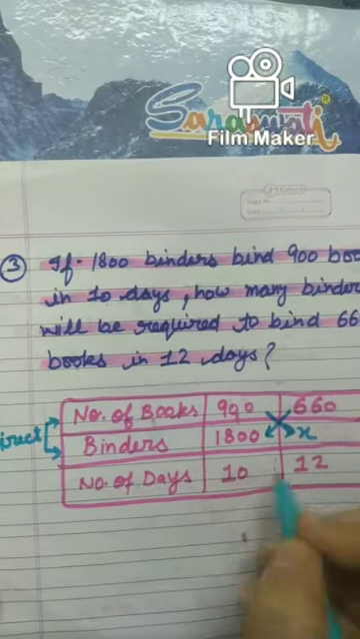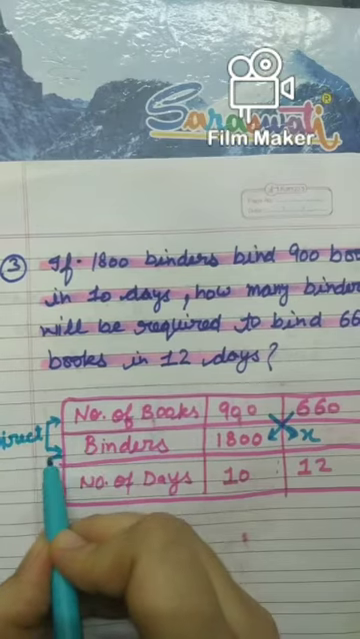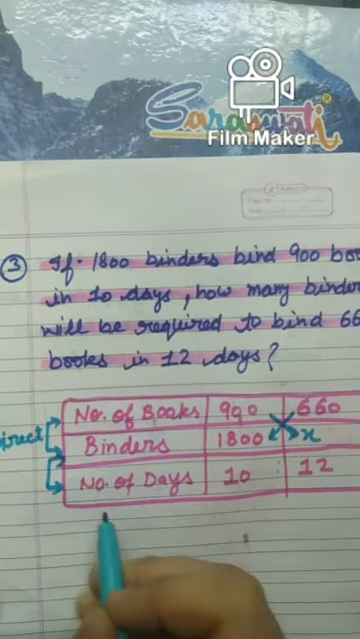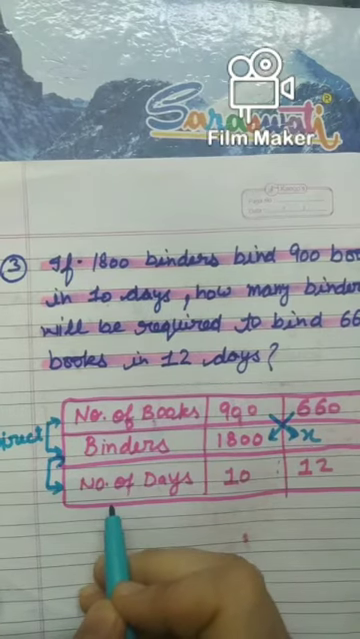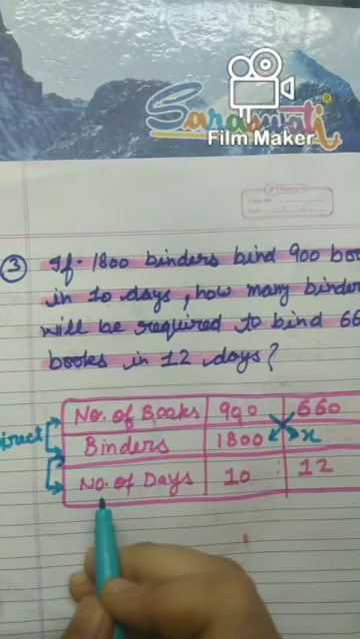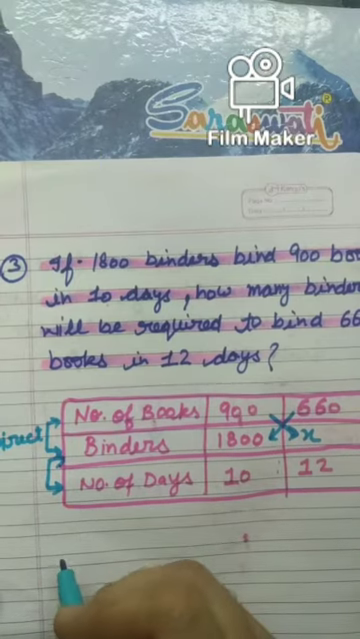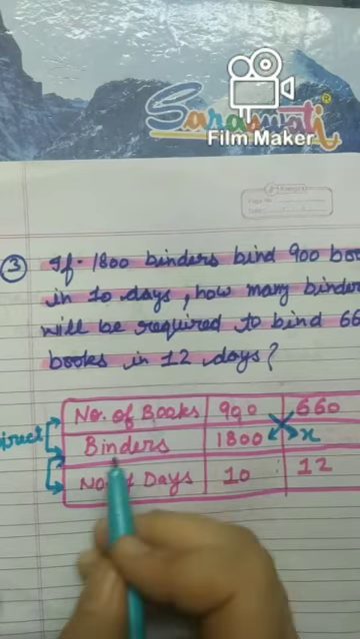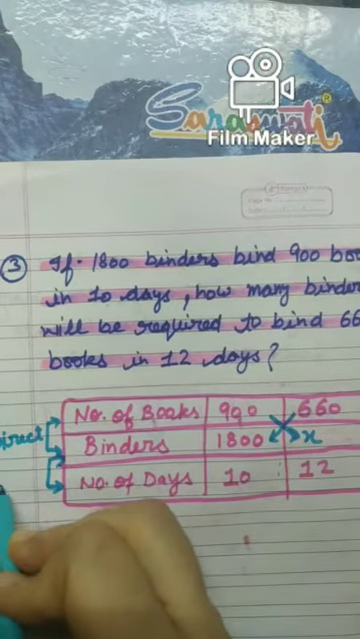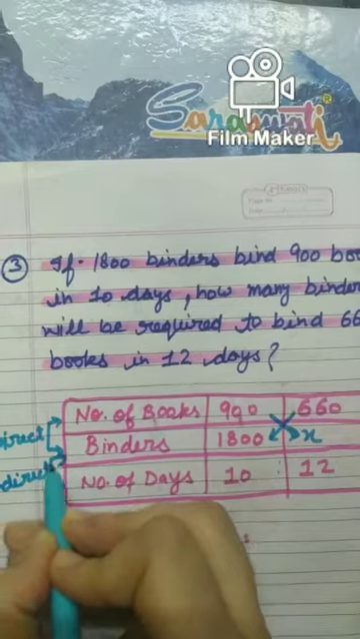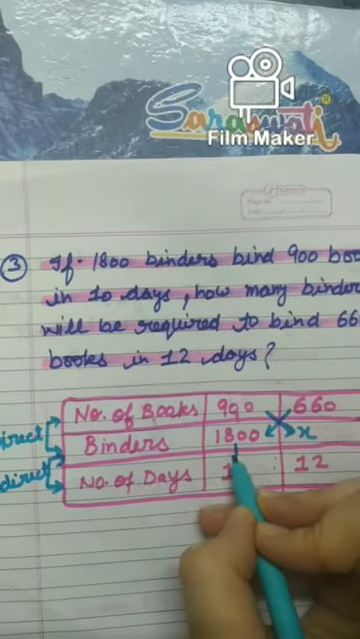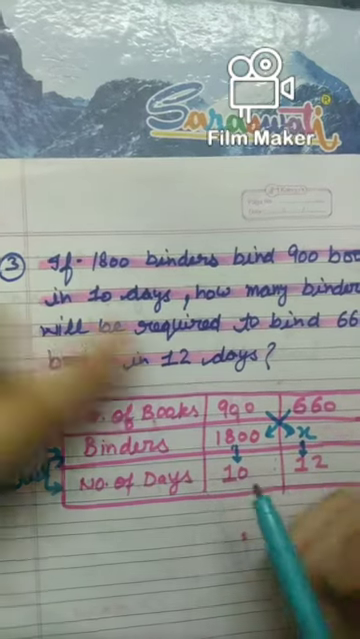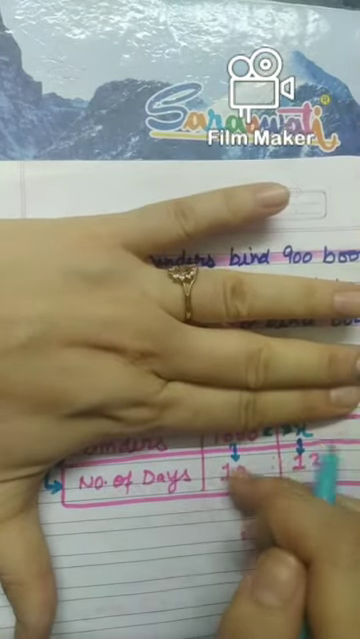Now coming to binders and the number of days. See beta, the relation: if more binders are there, they will take less time to bind the books, right? And fewer binders means they will take more time to bind the books. More binders, fewer days. Fewer binders, more days. So this is indirect variation, okay? Opposite relation. So because it is indirect, I will take straight multiplication. Straight means they are related straight, this with this with this.